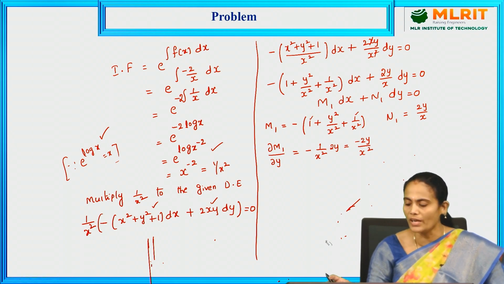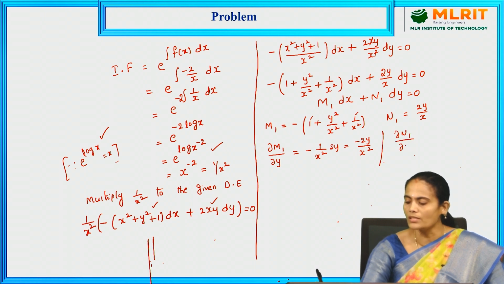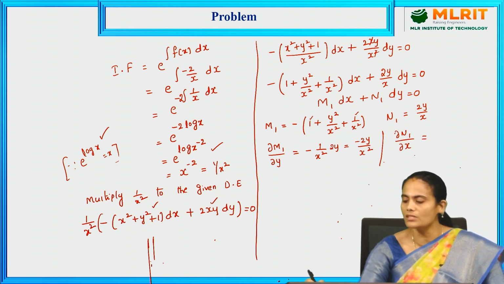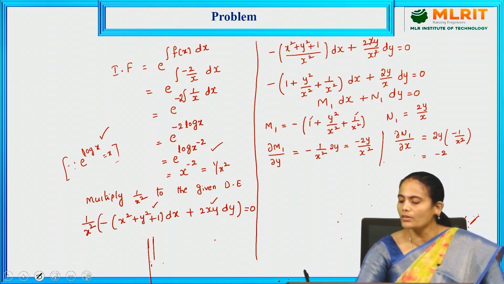And now we have to find the derivative of n1 with respect to x, dou n1 by dou x. With respect to x differentiation here, 2y is a constant, and the derivative of 1 by x is minus 1 by x square. So this can also be written as minus 2y by x square.